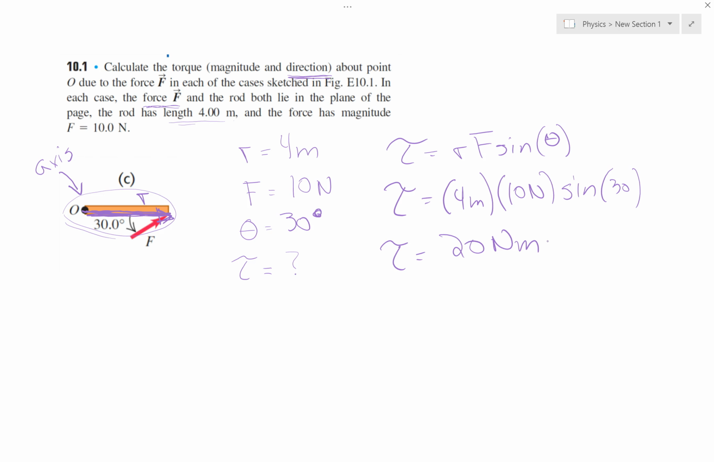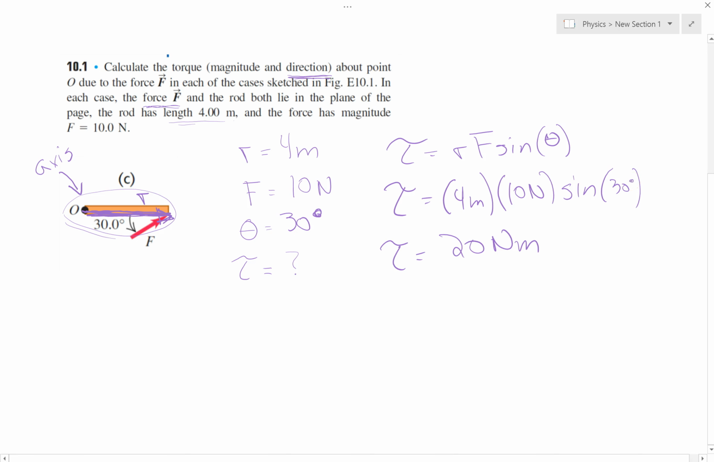Now, I do understand that 120 is technically bigger than 90 degrees, but sine of 120 will give us the same as sine of 60. And 60 is smaller than 90, and 30 is smaller than 60. So our trend is holding pretty strong. The smaller our angle, the smaller the torque is going to end up being.